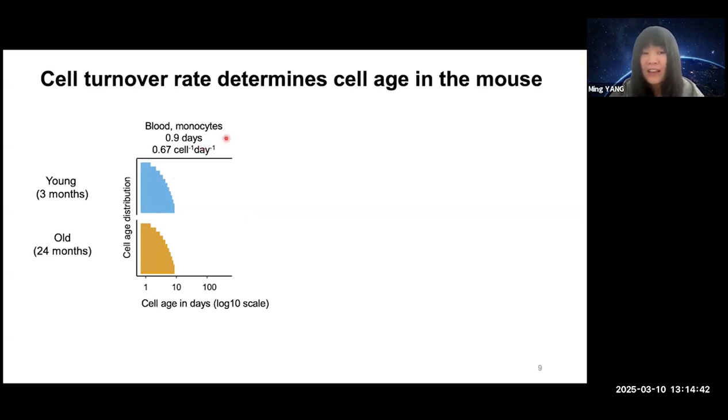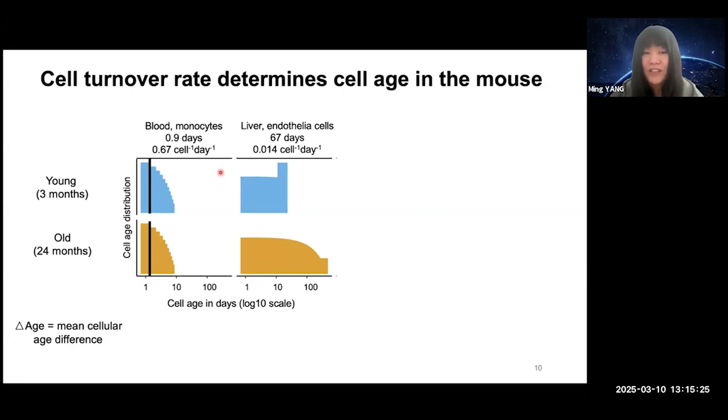So this is the demonstration of the output of that model. For example, if we look at monocytes in blood, which have an extremely short lifespan, only about 0.9 days, and a fast turnover rate, with the model, with the animal's age at 3 months or 24 months, we can draw the cell age distribution at these two age groups. We can see for the blue curve and the yellow curve, it barely changes. So for fast turnover cells, the cell age distribution stays unchanged, even if the animals are aging. If you look at the mean cell age, we can see the difference, which we refer to as delta age. The delta age equals 0.